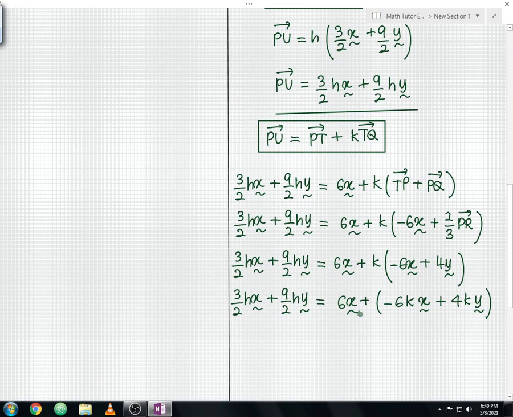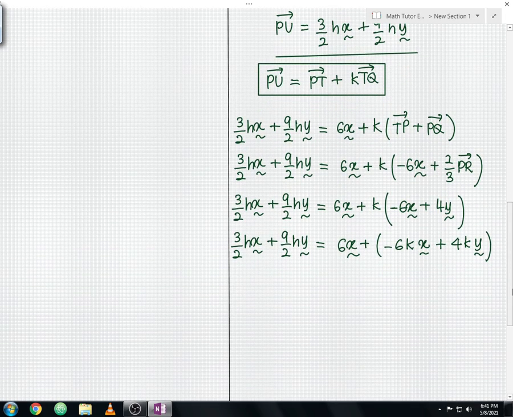So from here what we're going to do is we're going to compare in terms of component x and component y respectively, guys. So that will be our next step. So let me write down in the working here.